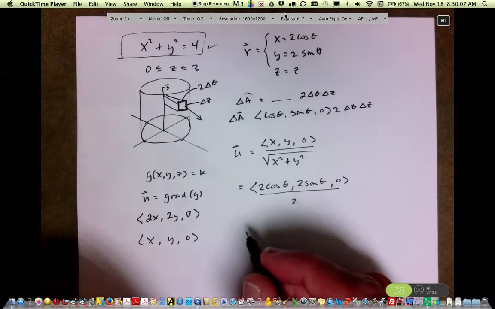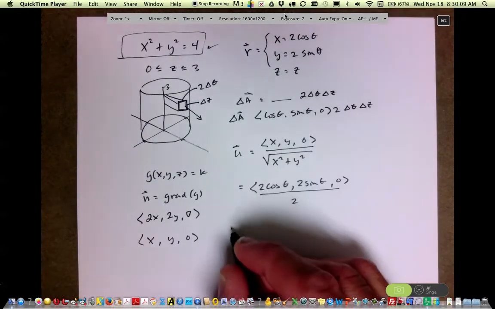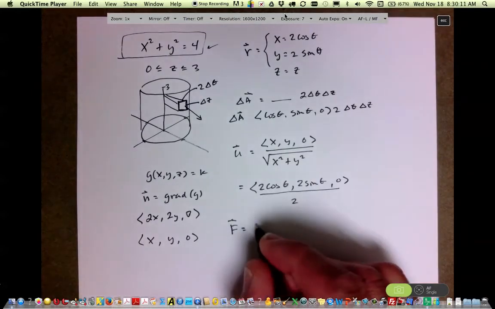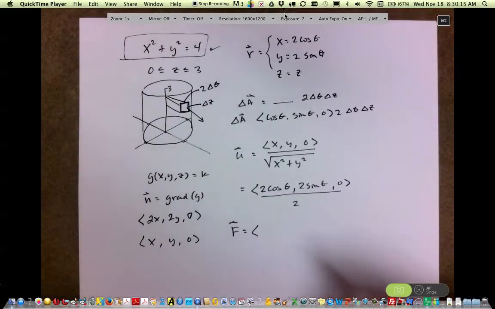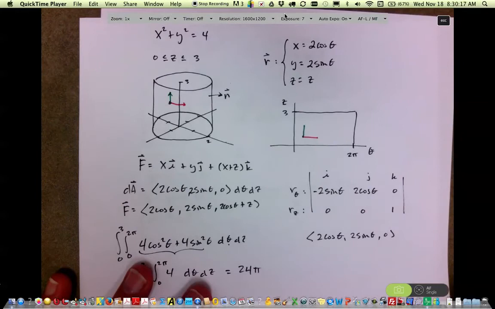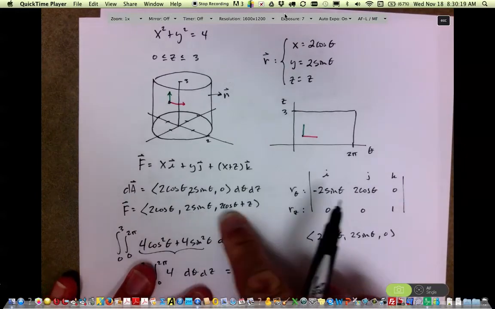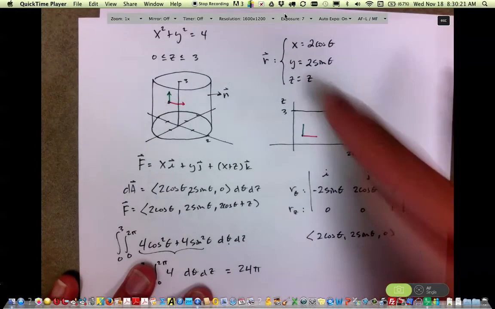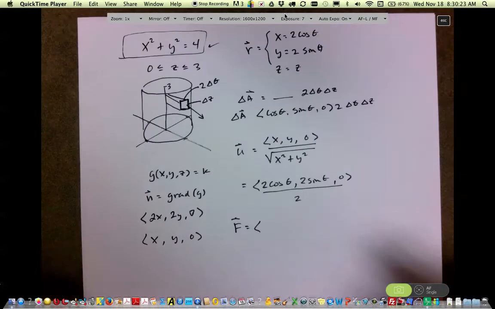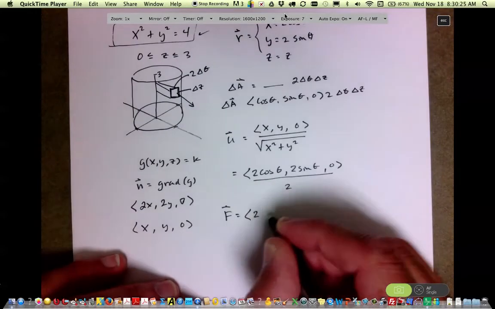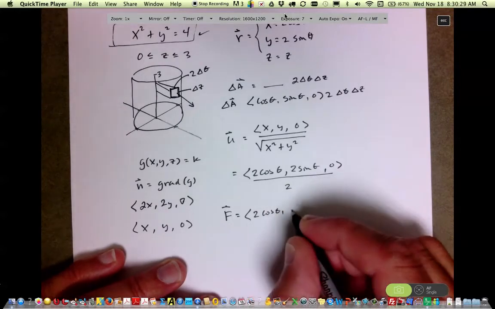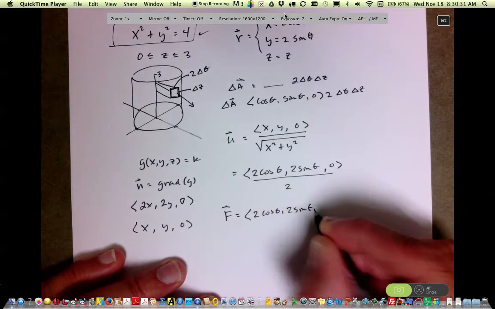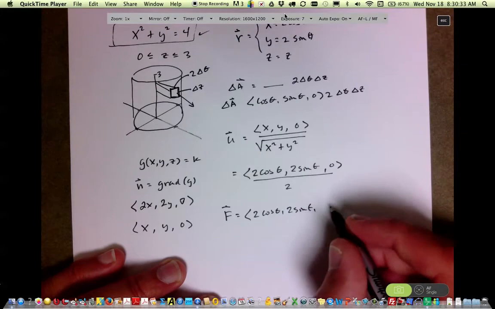Okay, so we're also going to look at the vector field F. F is the same vector field that we had before, was this one. Okay, so my vector field is going to end up being exactly the same because my parameter is the same here. So we're going to have from before 2 cosine theta, 2 sine theta, and 2 cosine theta plus z.